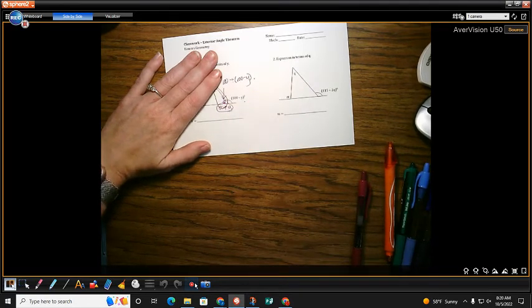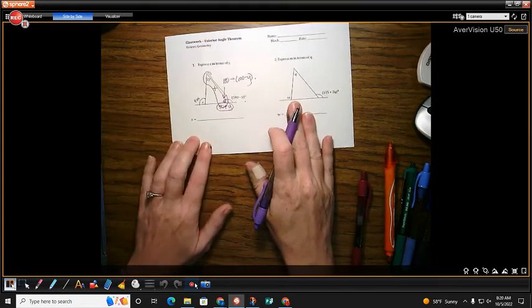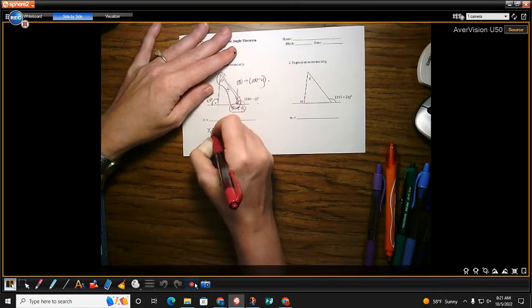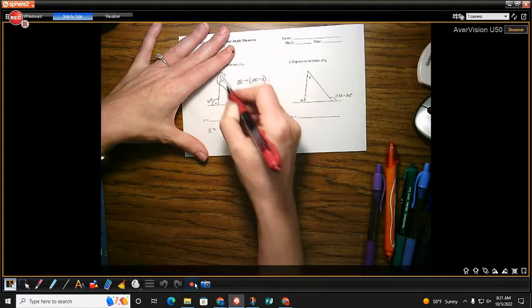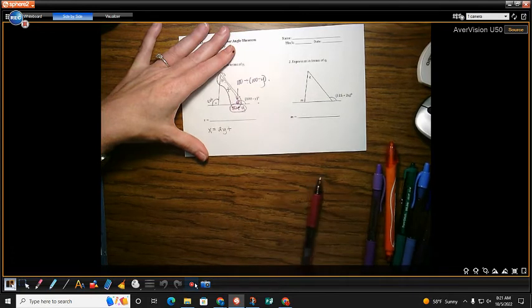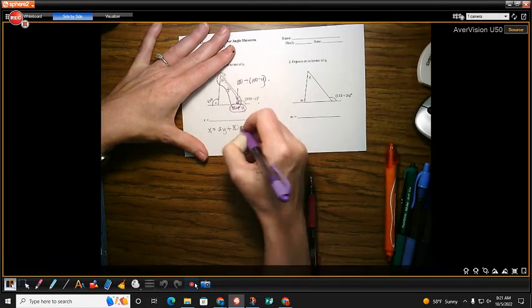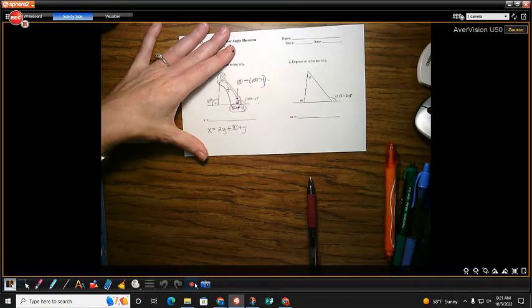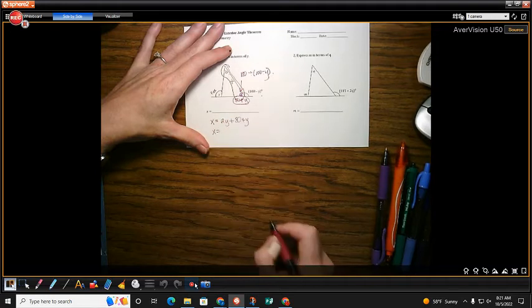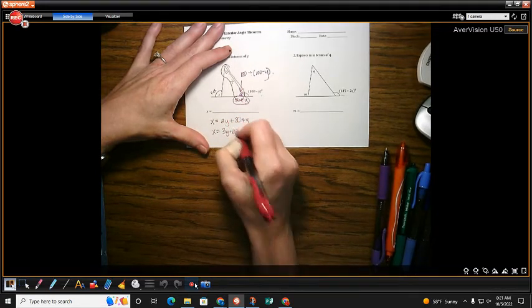Do I know how big that actually is? No, it's in terms of y. If I knew y, I could do it. Now that I have that, can I go back and find my exterior angle? Yes, because to get x, I add up these two remote interior angles. So I add up 2y plus the 80 plus y, and then you can combine like terms, and x equals 3y plus 80.